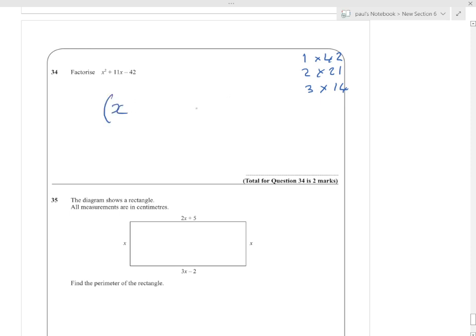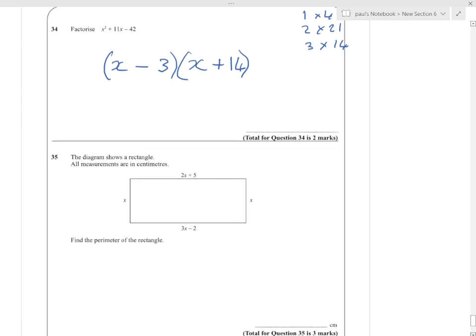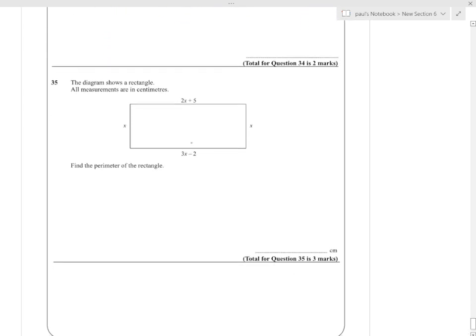So, x and x. Now, we've got 3 and 14 to stick in here. 3 times 14 makes 42, so one of them has got to be negative. So this is plus and this is minus, because 14 take away 3 is a plus 11, and minus 3 times 14 is minus 42. Oh, tricky, tricky, tricky.